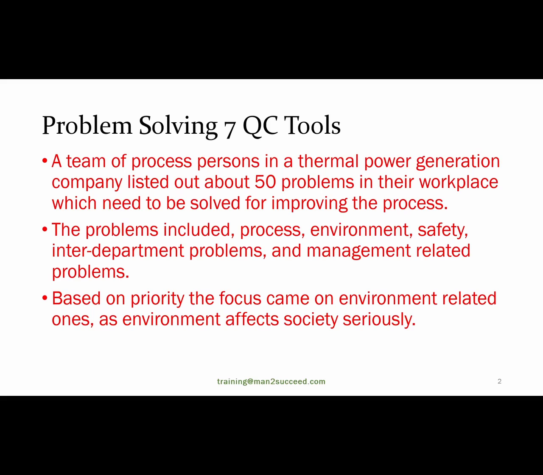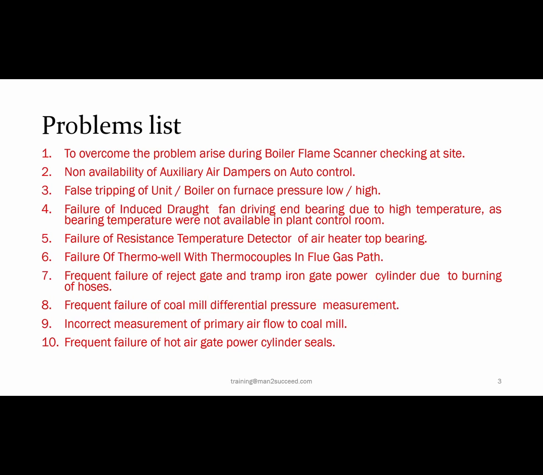A team of process persons in a thermal power station listed about 50 problems in their workplace which need to be solved to improve the process. Problems included process, environment, safety, interdepartment problems, and management related ones, of which they have taken the environment as the most critical one. And they listed out about 50 problems.